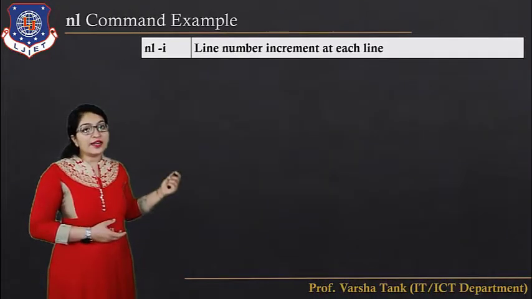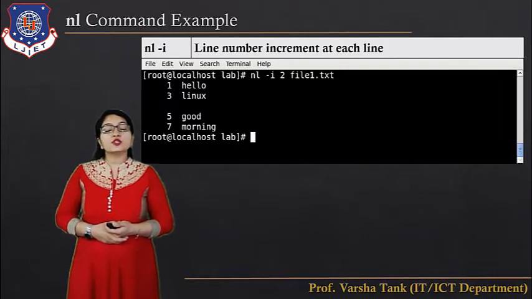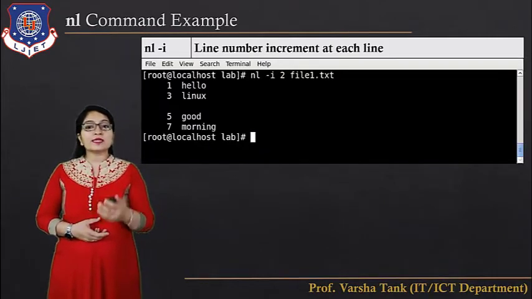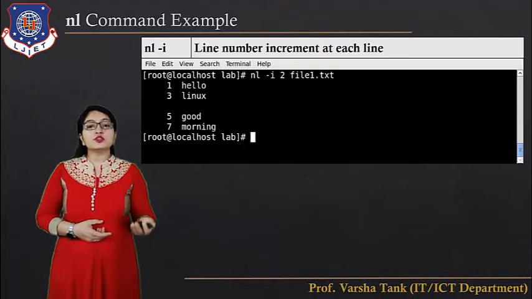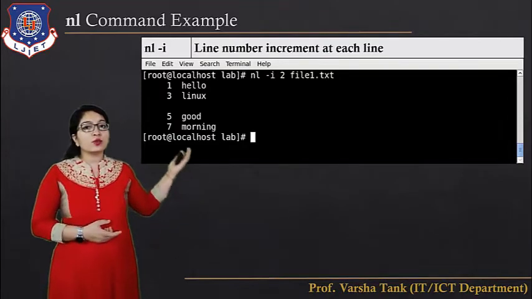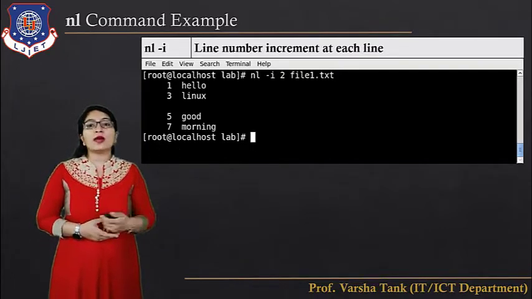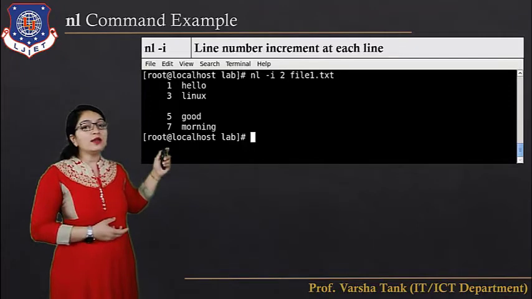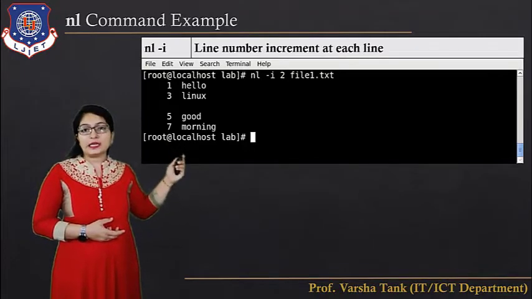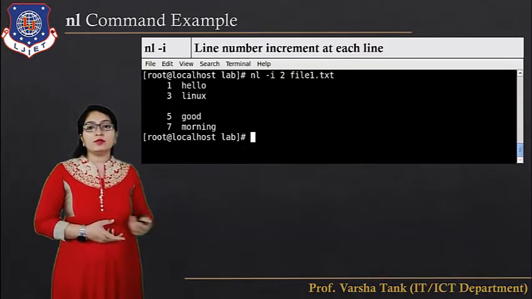Now nl -i means line number increment at each line. In the last slide we have seen 1, 2, 3, 4. But suppose you want to skip by 2, or skip by 3, etc. You can write like this: nl -i 2 file.txt. So 1 hello, 3 Linux because it is skipping by 2, 5 good, and 7 morning.